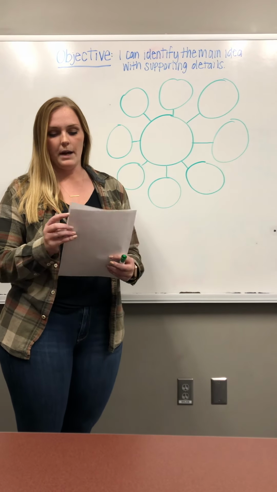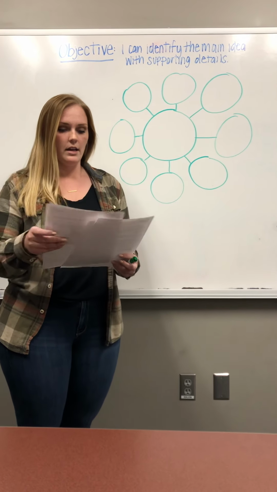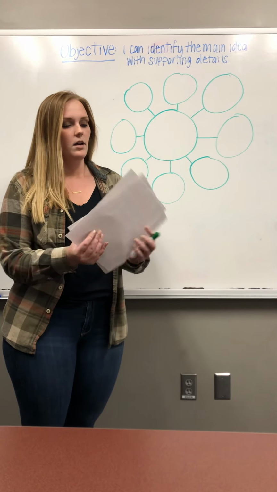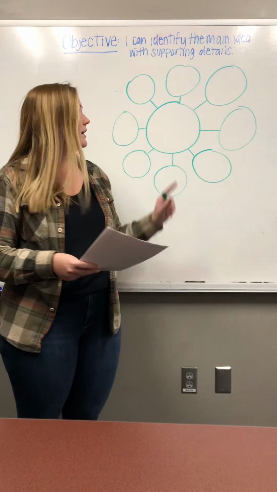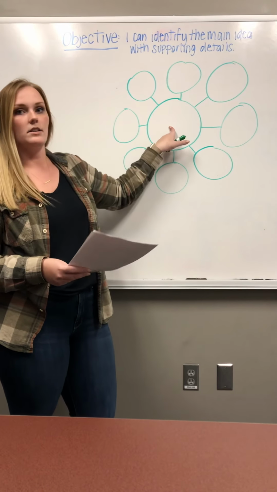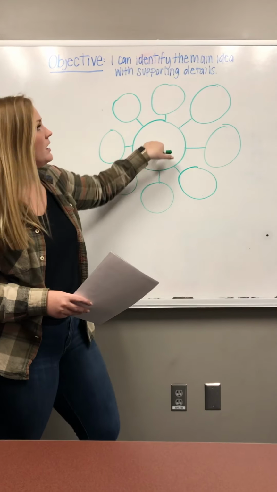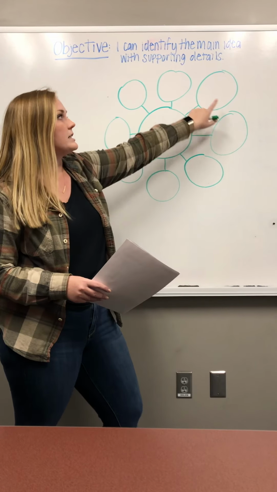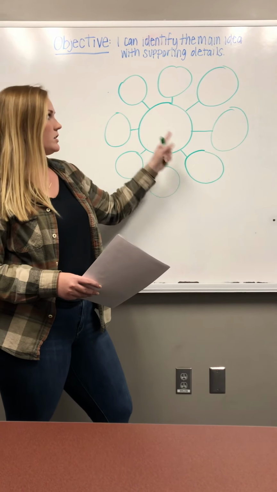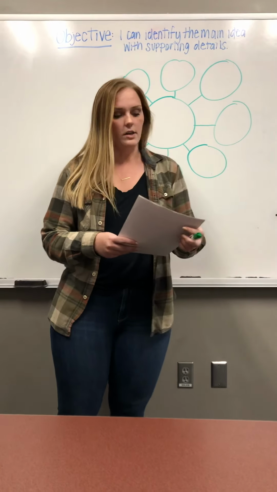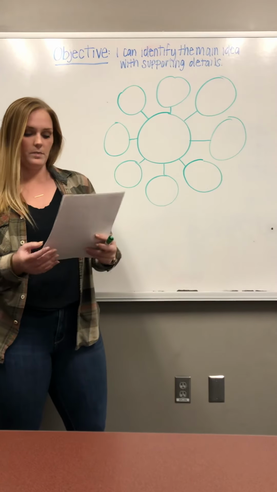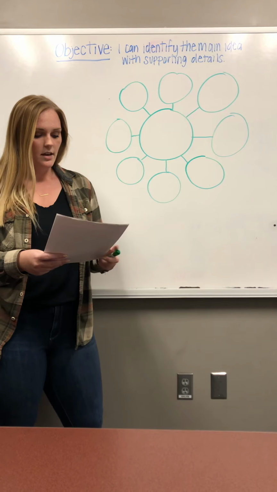So we're going to read this passage today, and we're going to identify what the main idea is of this passage, and then we're going to put the main idea in this circle bubble once we identify that. And then we're going to have supporting details on the outside to describe and support our main idea. So I'll start off by reading the first part of the passage to you guys.